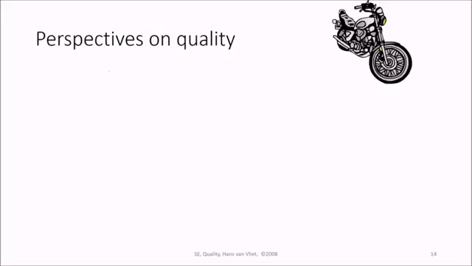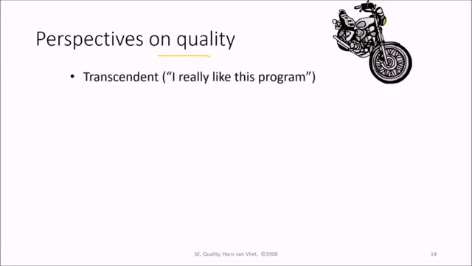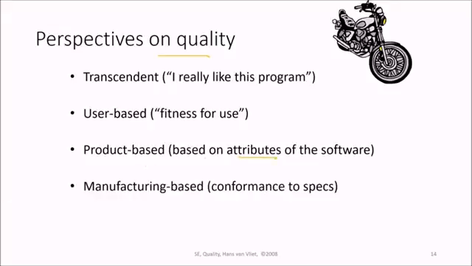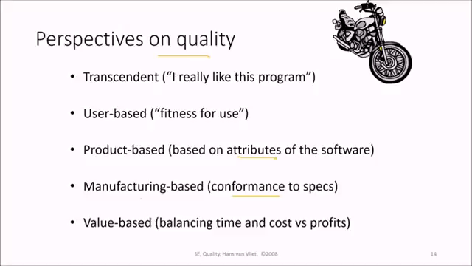Let us see the perspectives on quality also. Transcendent: I really like this program. These are the perspectives on quality. User based: is it fit for use? Product based: that is based on the attributes of the software. Manufacturing based: conformance to the specs. Value based: balancing time and cost versus profit.